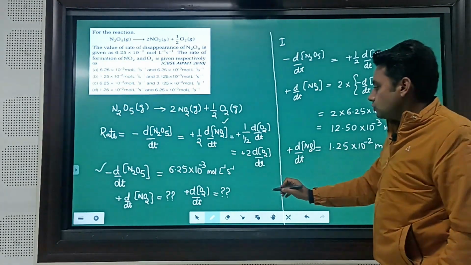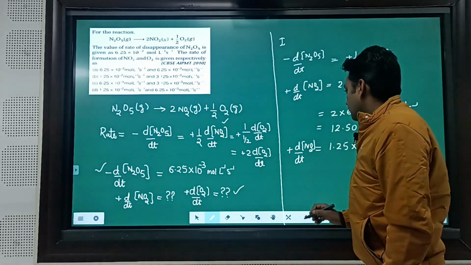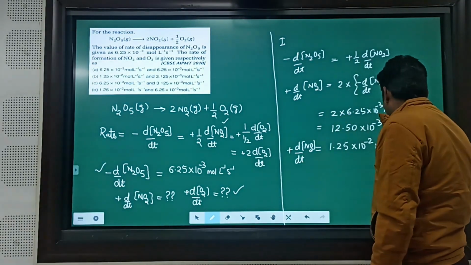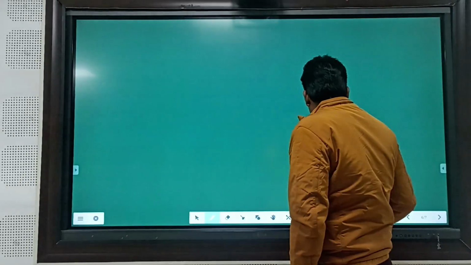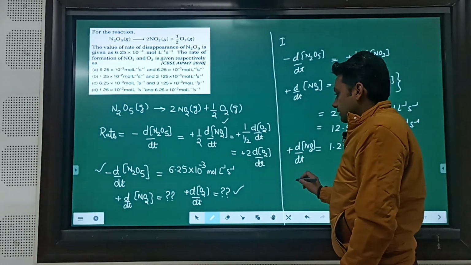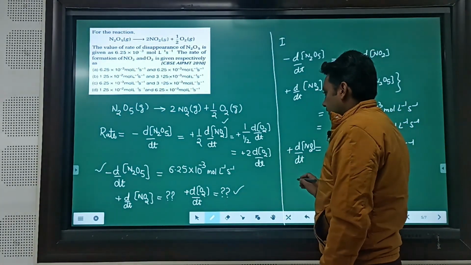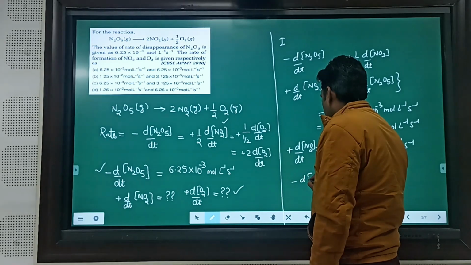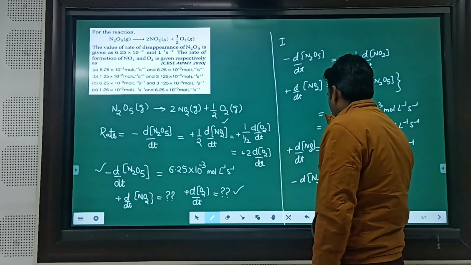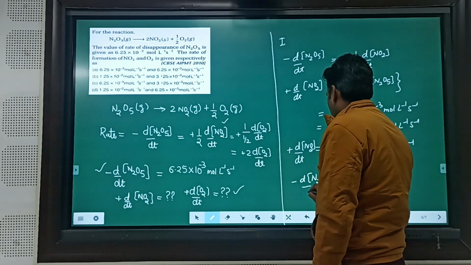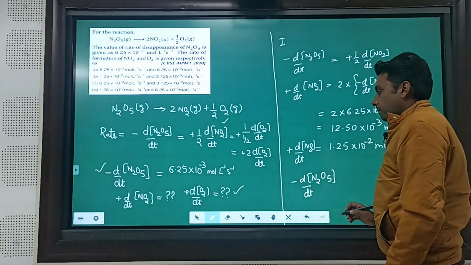Now the next target is to find out the oxygen. So for the second part, we simply compare with the minus d[N2O5]/dt.